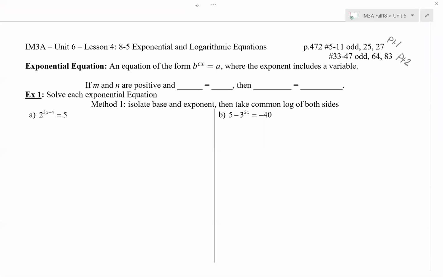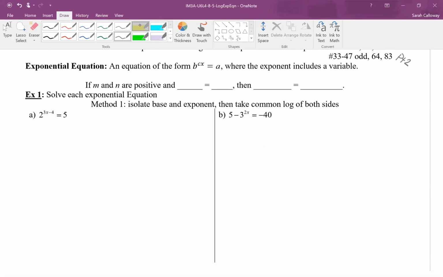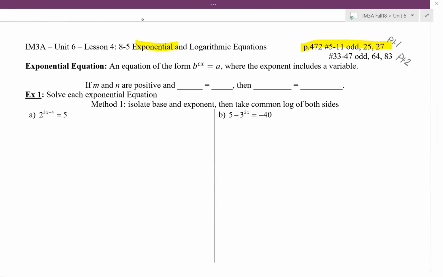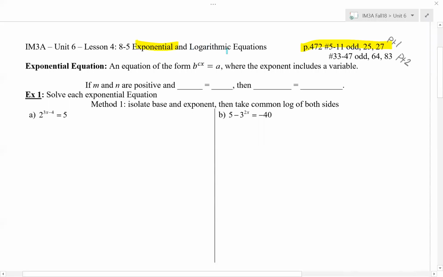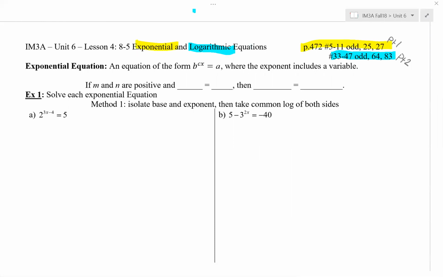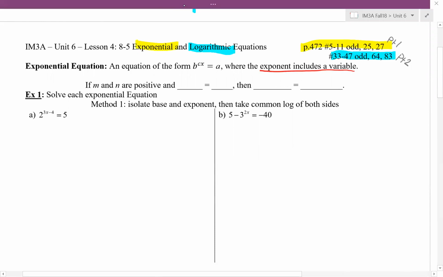So today we're focusing again on the exponential equation. So the assignment that goes along with that is this, and then on the next lesson, the next half of the lesson, logarithmic equations, the assignment that goes along with that is highlighted in blue. So an exponential equation is an equation ultimately where the exponent includes the variable. So the big idea is that our variable is in the exponent, and that's why it's called an exponential equation.